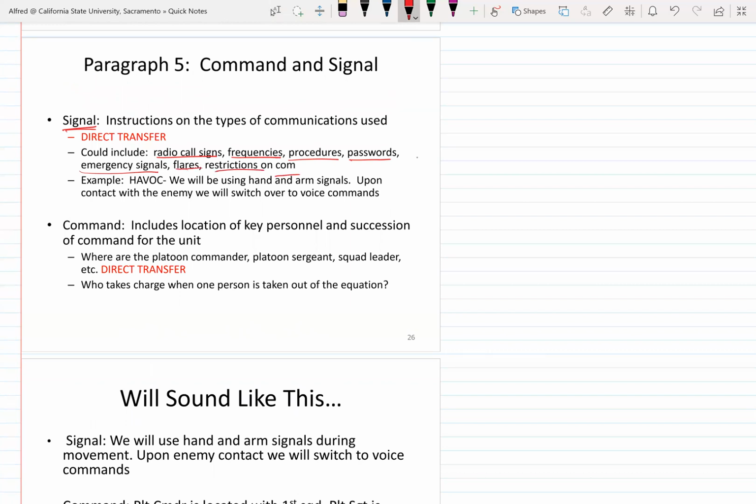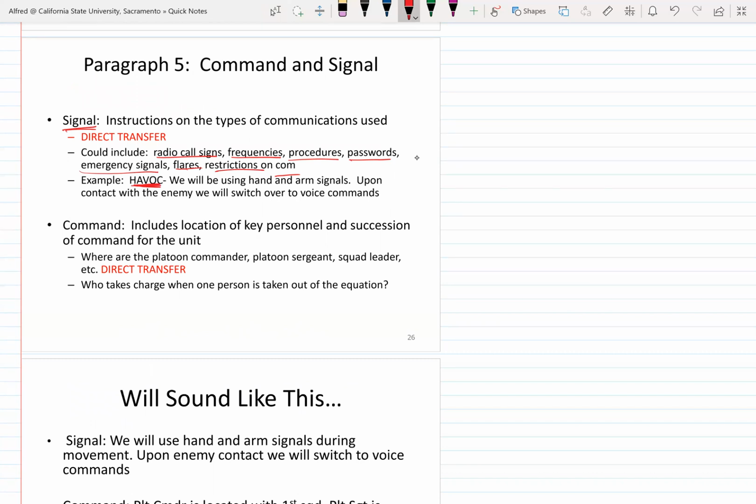Signals, go over all those kinds of things. But at OCS, you're not going to have any of that. So all you do is hand and arm signals, and you use your voice. So you're using your voice and your hands. That's it. And you might wave your rifle around. And they call that HAVOC: hand and arm, voice on contact.